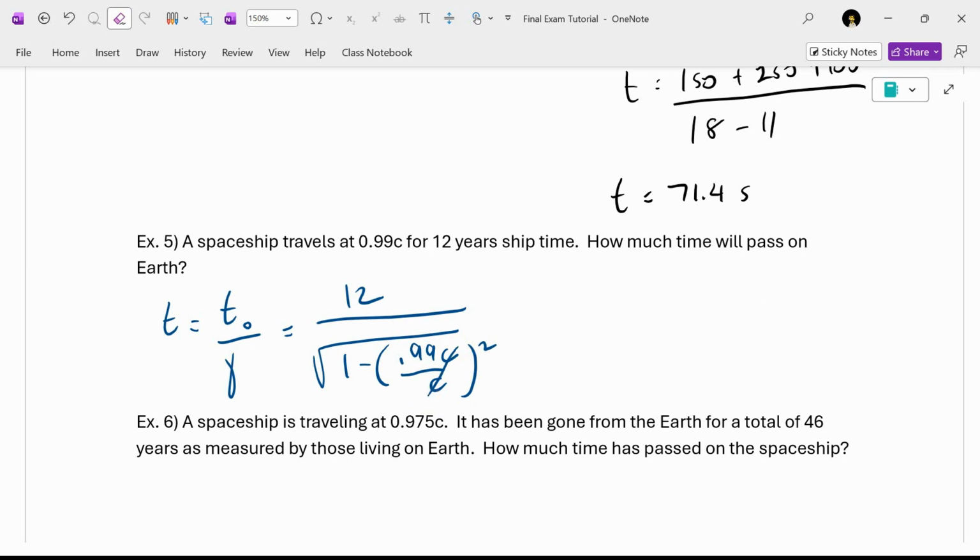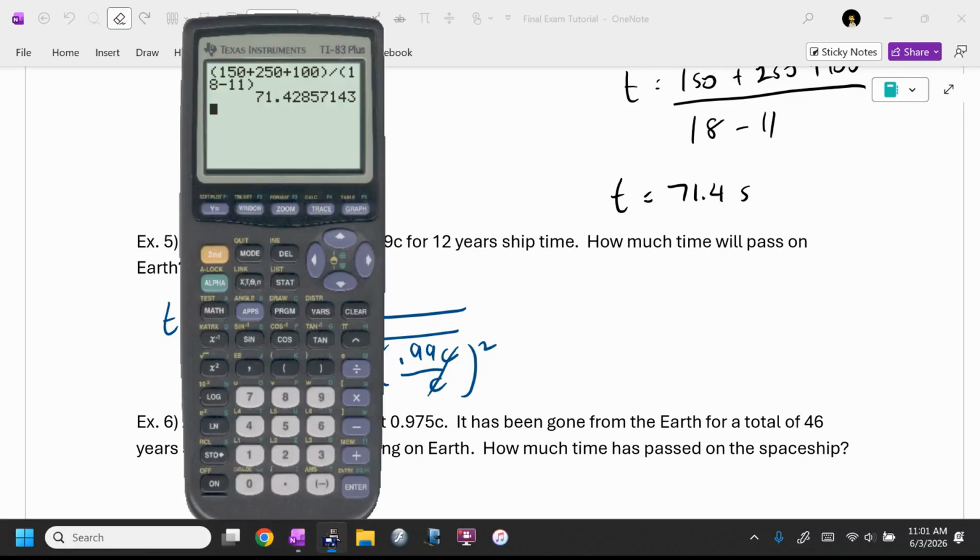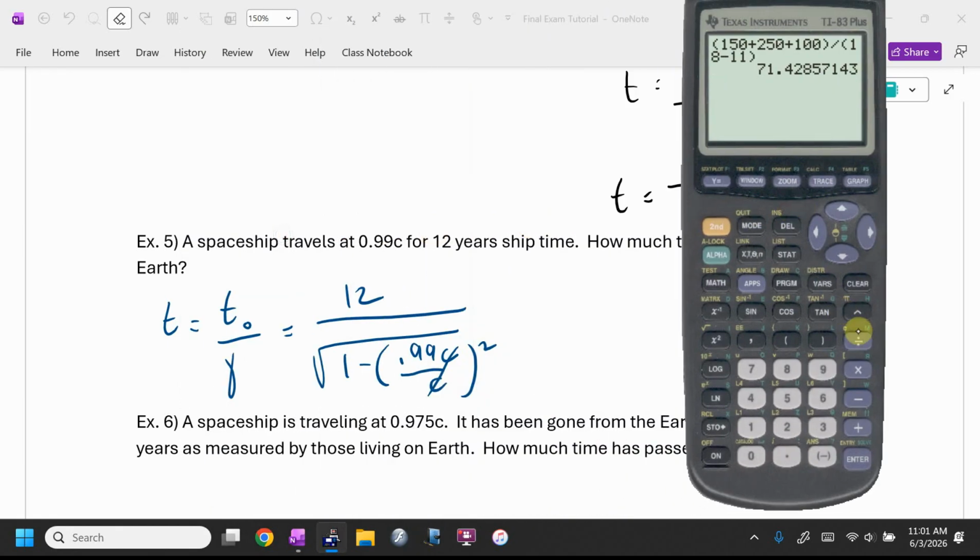All of you want to try typing these into your calculator, because one of the most common mistakes on this test was not knowing how to type it in. 12 divided by square root of 1 minus 0.99 squared. I know on my TI it assumes there's a bracket in the bottom, so I can get away without it. If you're not sure, put the square root in brackets. What'd you get? I don't think that's right. Okay, don't clear your calculator.